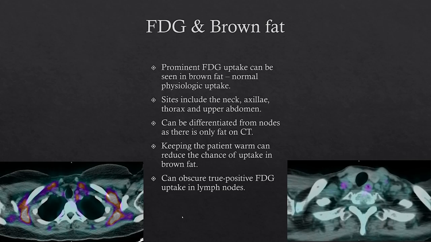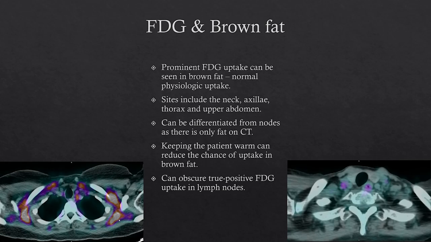Looking at uptake in brown fat, prominent FDG uptake can be seen in brown fat, and this is normal uptake. The sites can include the neck, axilla, the thorax, and the upper abdomen. It can be quite intense. So, for example, here you can see regional uptake on the fusion images. Are there nodes here? Are there nodes there? You need to look at the CT images to find out. A good way of reducing the uptake in the brown fat is to keep the patient warm, and there are other methods which we won't go into here.